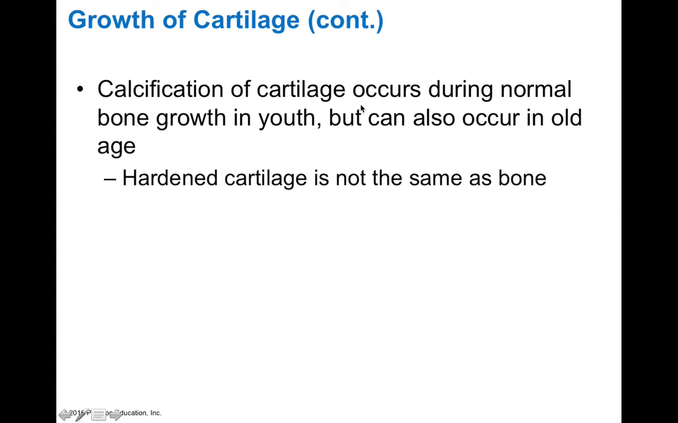Now, calcification of cartilage can occur during normal bone growth and in youth, but can also occur in old age. When cartilage calcifies, it can turn into bone, and as we age, cartilage can also be calcified due to injury or trauma, and we call this hardened cartilage, but it's not the same as bone, because cartilage is avascular, bone is vascular. But cartilage can calcify into something that's like bone, but it's not truly considered bone.